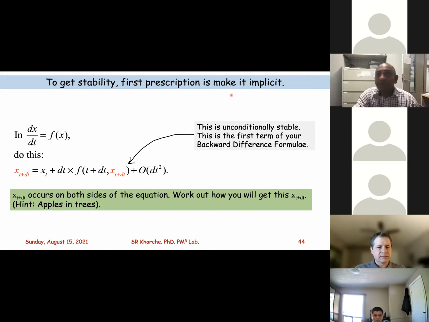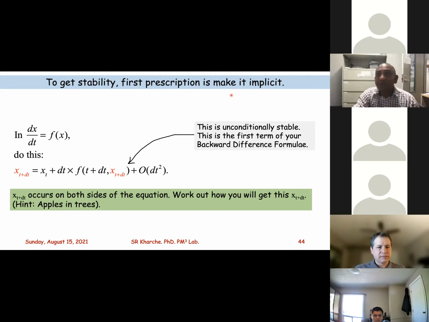And as soon as we know how to do the discretization, you have then written it in implicit form. And this implicit form has indefinite stability. There's no condition. Accuracy is not guaranteed at all, but stability is definitely guaranteed in an implicit formulation. So this is your first order implicit formulation.